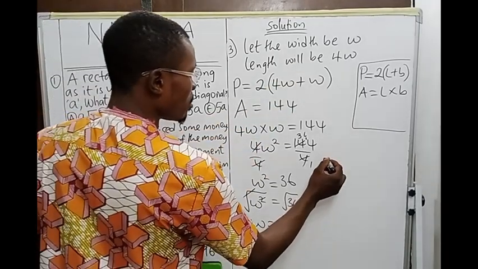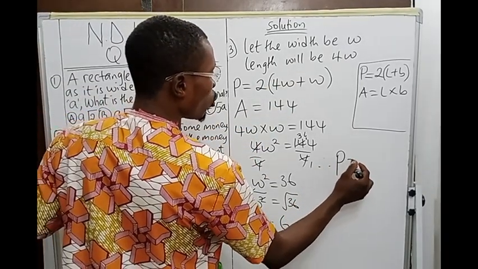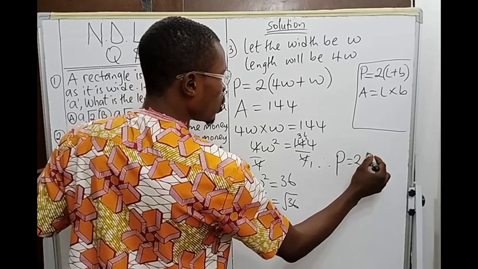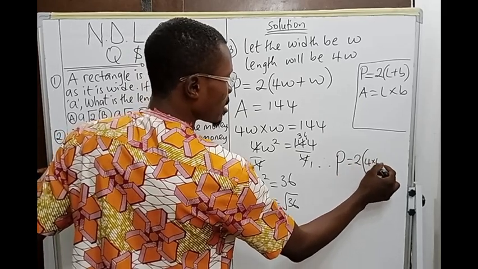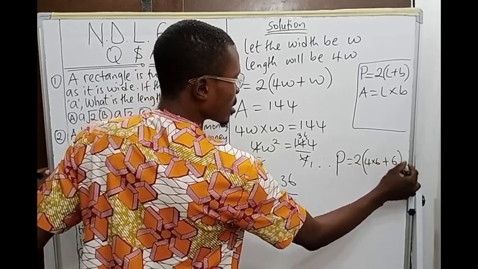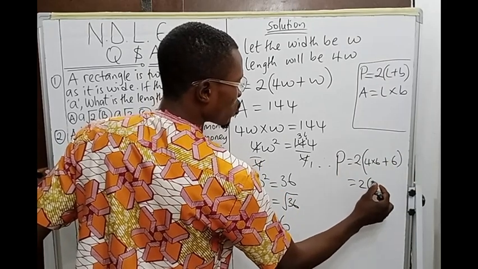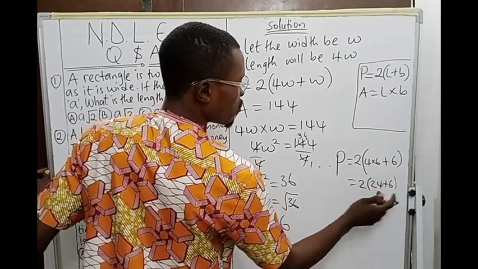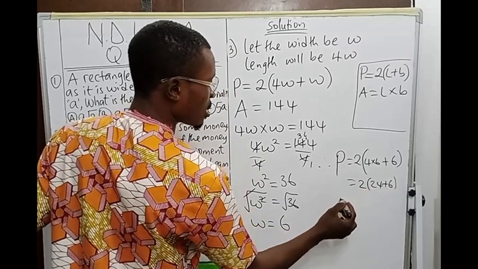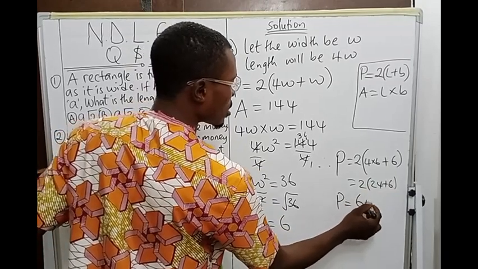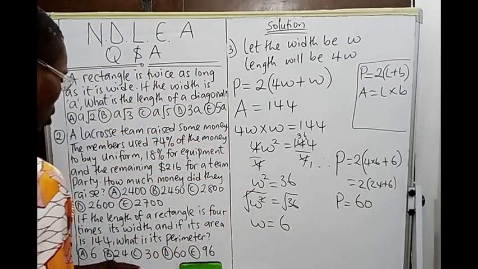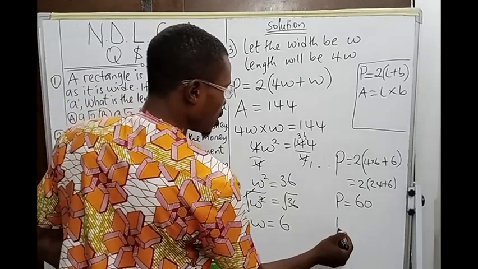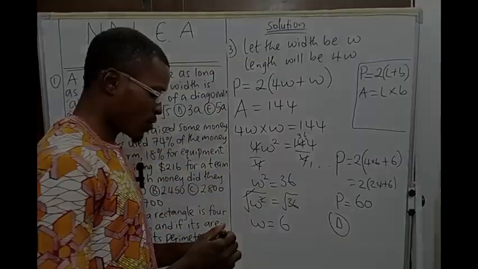Meaning that the perimeter P will be equal to what? 2 in bracket 4 times 6 plus 6. This is 2 in bracket 24 plus 6. 24 plus 6 is 30. 30 times 2 is 60. The perimeter is 60. And that is given by option what? D. Option D gives the correct answer to number 3.